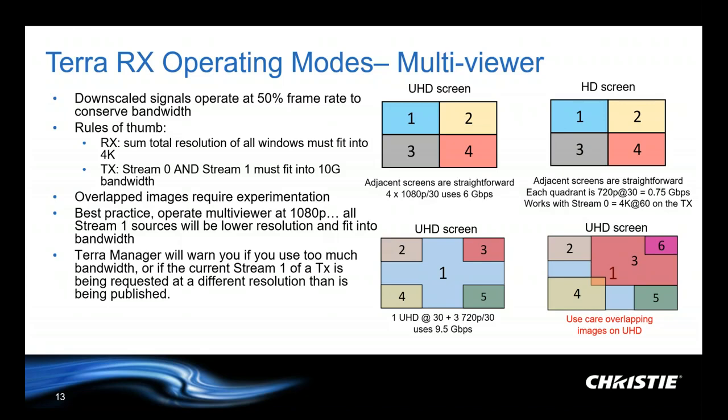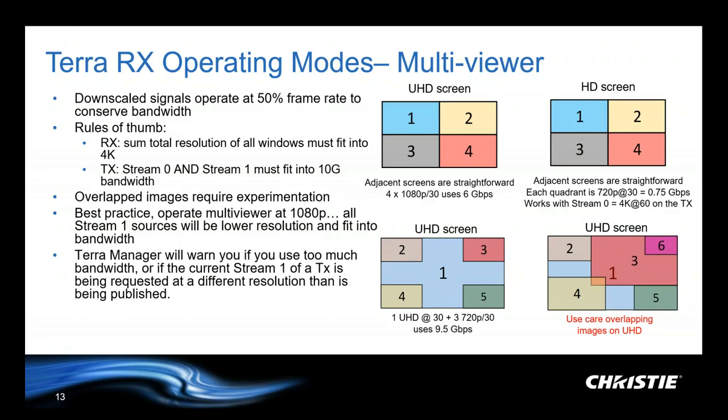So you have to be a little bit careful of what you do on the transmitter side and receiver side, so that you always remain within the 10 gigabyte bandwidth. And the Terra Manager will warn you if you try to pull too much bandwidth onto the receiver, so if you try to oversubscribe it. And likewise, it will warn you if the stream 1 of a transmitter that's being used somewhere on the network is being requested in a different size as well.